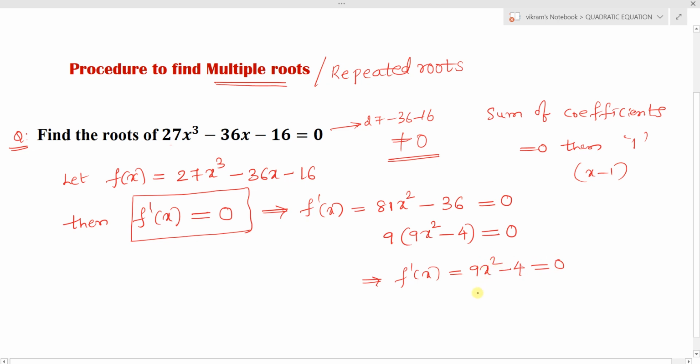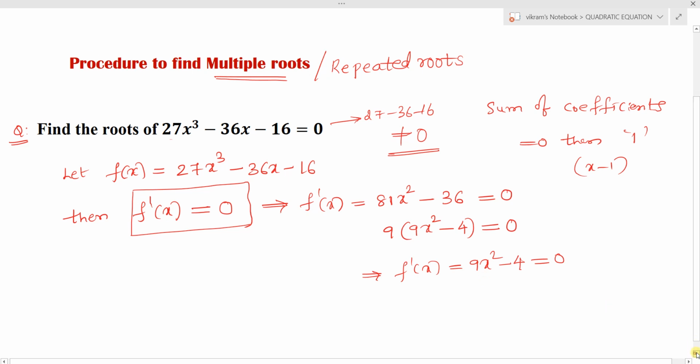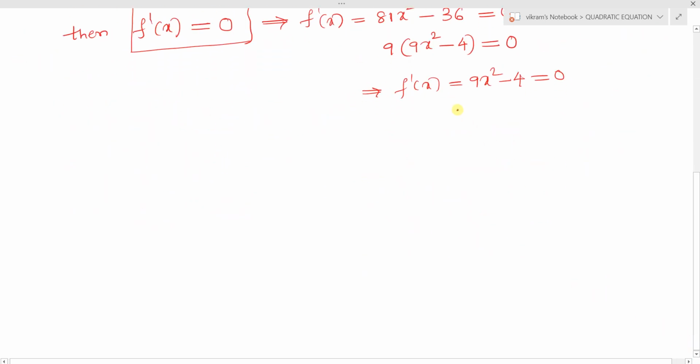Now we can factorize this. 9x square minus 4 can be factorized as 3x plus 2 into 3x minus 2, using a plus b into a minus b. Equating to 0, we get the two values of x: x is equal to minus 2 by 3 or x is equal to 2 by 3. We obtain these two values by equating f dash of x to 0.